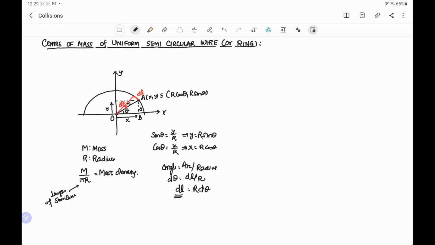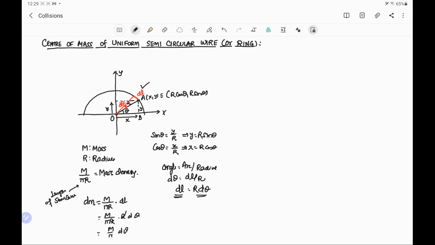Hence, we can find the elementary mass dm. It is the mass of the elementary length dl. It is the product of mass density, this is M by pi r, and the length, that is dl. And dl we have found, this is r d theta. Therefore, we can write it is M by pi r into r d theta. R and r will cancel out. So dm is M by pi d theta.